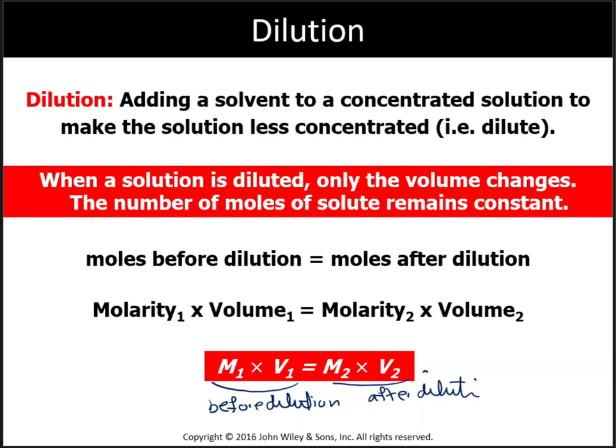And keep in mind that you can use this equation only if you're doing a dilution. So this equation is used only when you're doing dilution. Dilution means that from a concentrated hydrochloric acid, you go to a dilute solution of hydrochloric acid. So the type of solute is not changing. The only thing that's changing is the concentration, the molarity.